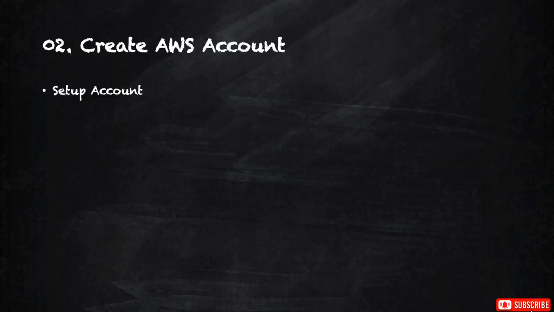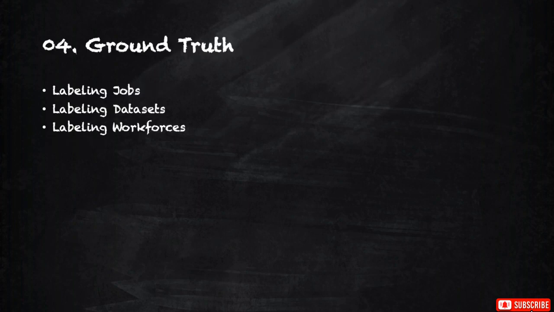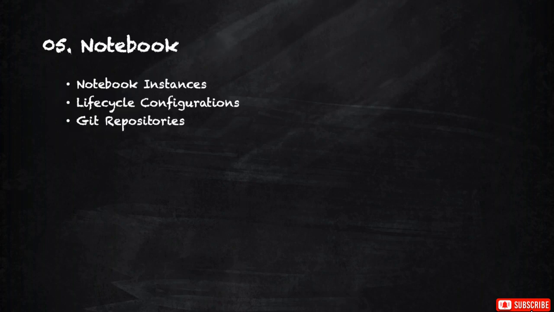So in section 2, we talked about how to create an AWS account and set up an account. In section 3, we talked about Amazon SageMaker and we covered SageMaker Studio. We talked about dashboard, search, and images. In section 4, we talked about Ground Truth, so labeling jobs, labeling data sets, and labeling workforces. In section 5, we talked about notebook, so notebook instances, lifecycle configurations, and Git repositories.